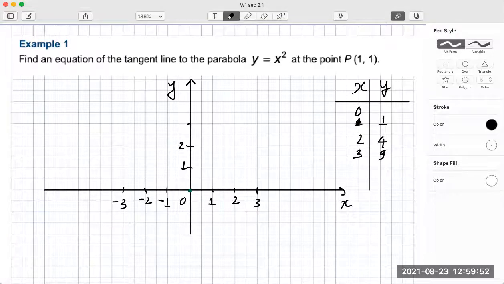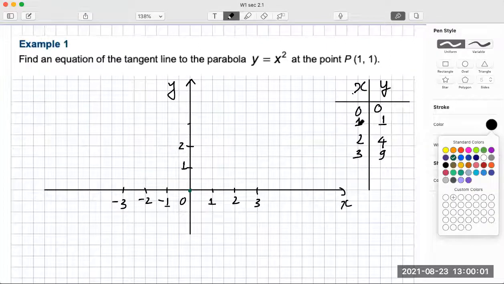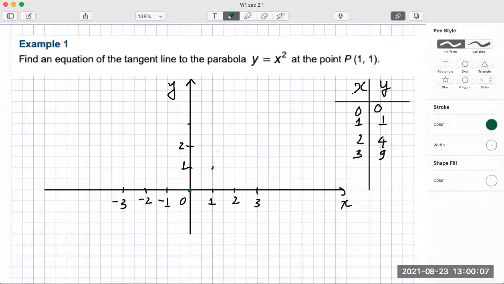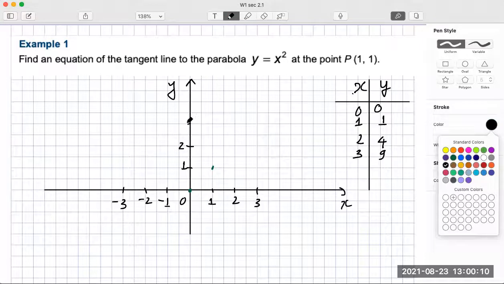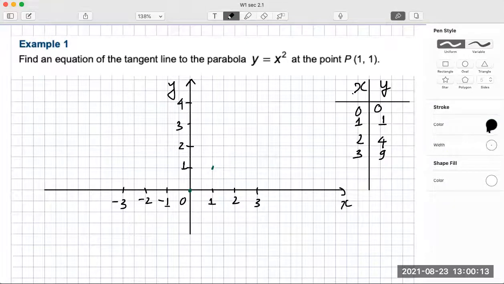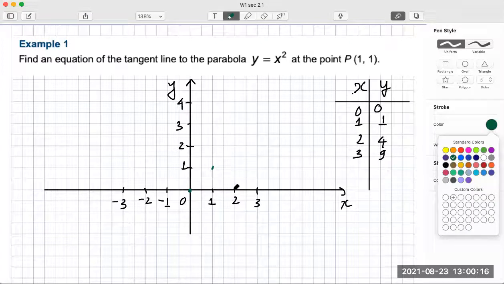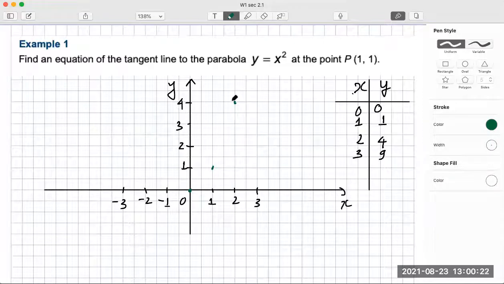Now, when x is equal to 0, then y is equal to 0. It means the curve will go through this point. Another point, when x is equal to 1, y is equal to 1, it will go through this point. So when x is equal to 2, y is equal to 4, it goes through this point. We can do the same thing with the negative values, and we will see that at x equal to -1, y is equal to 1 as well. At -2, it will go through this point.